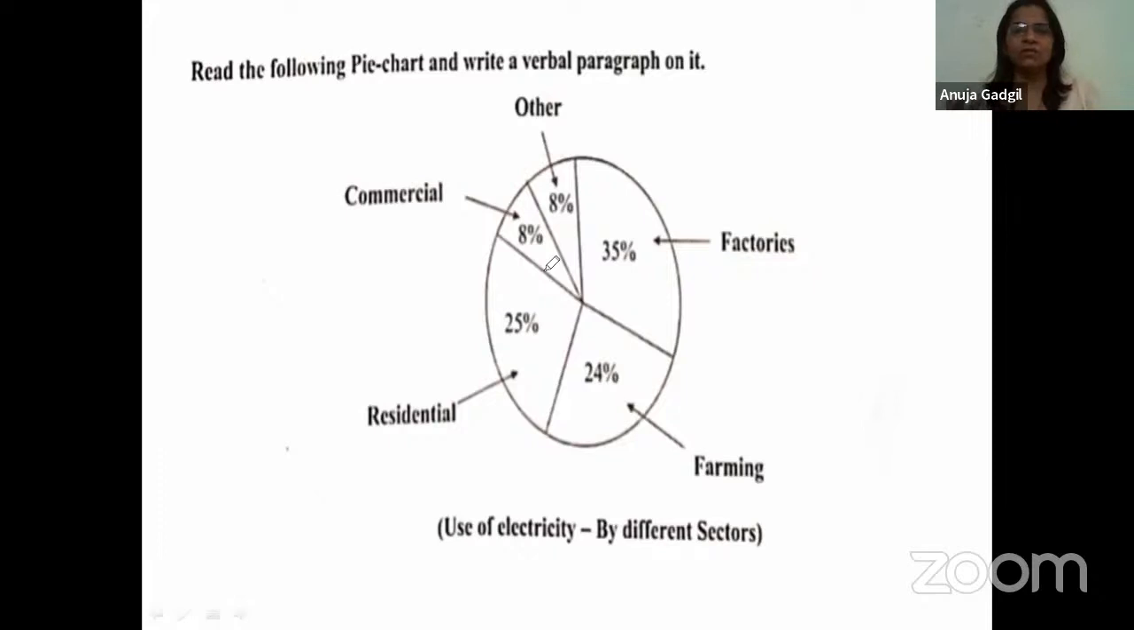That is called data interpretation. But there is a way to do it, right? As I told you, what should be the beginning? Should we start writing this or should we write something else? What did we learn in the previous slide? Can anybody tell me? Type in the chat box. Can I start writing factories use 35% of electricity, then farming uses 24% of it, or should I write something before it? Tell me.